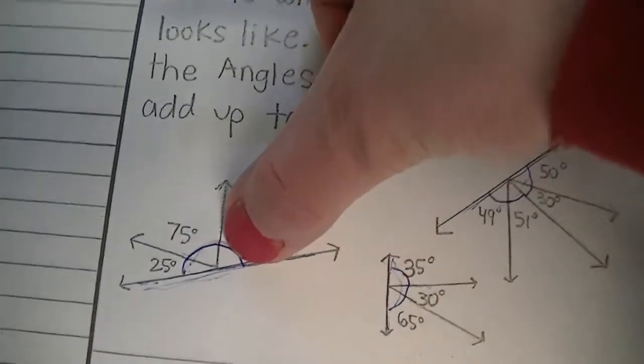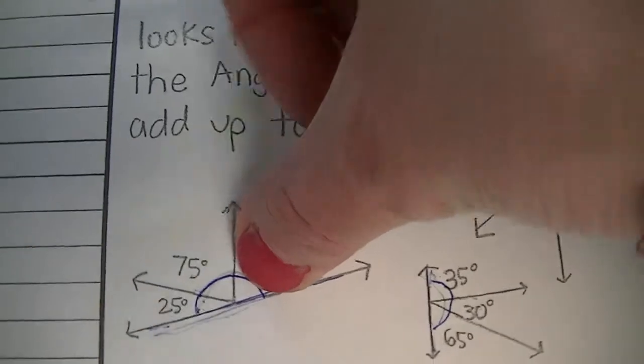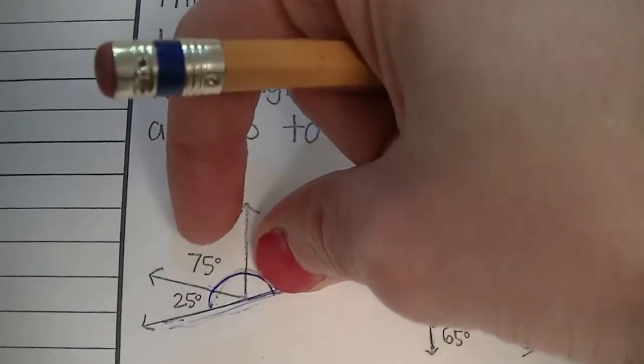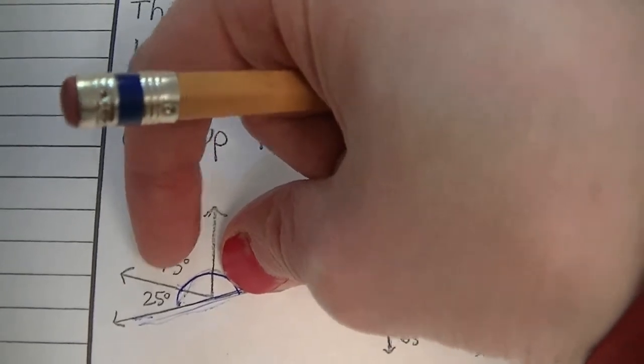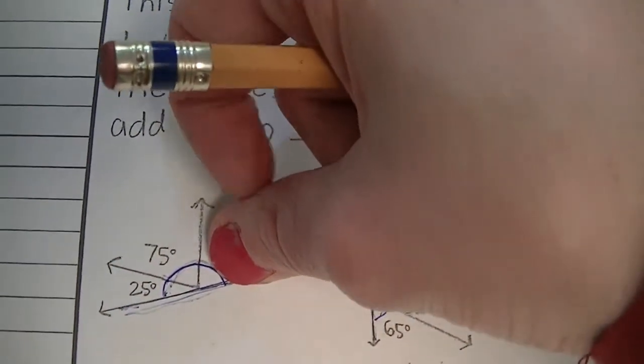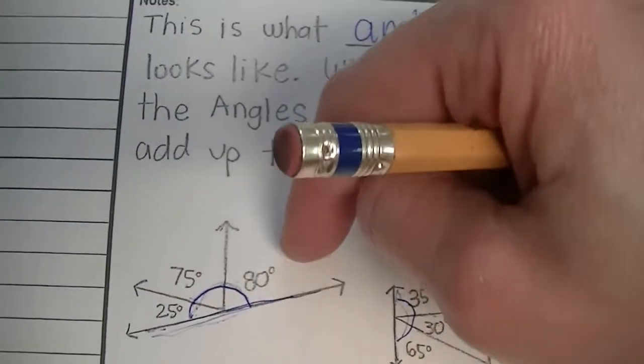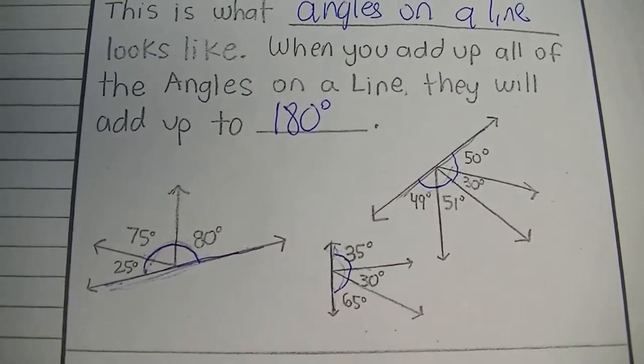If one was missing, since you know the sum is 180 degrees, you can find that missing number. Since 75 plus 25 is 100, I know that all three of them have to equal 180, and when added together, I know that this missing one would be 80, since this is already 100.